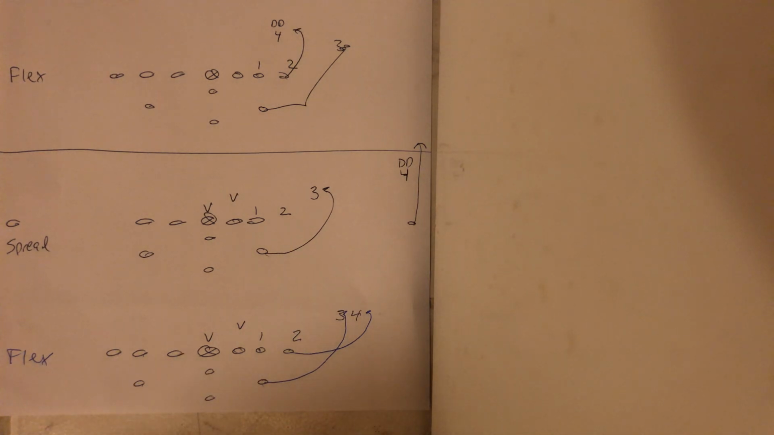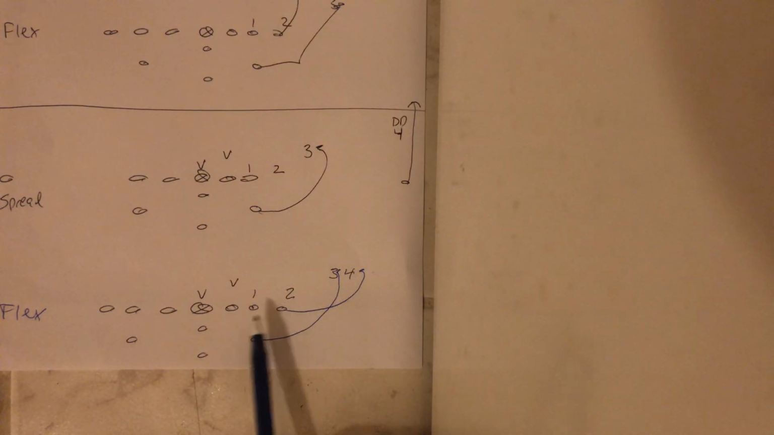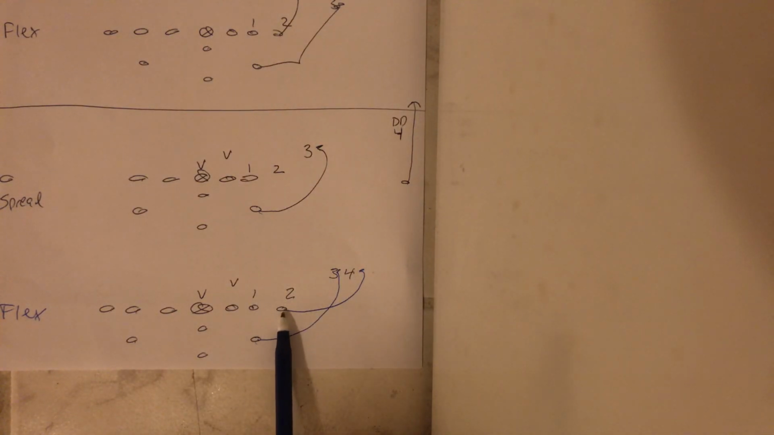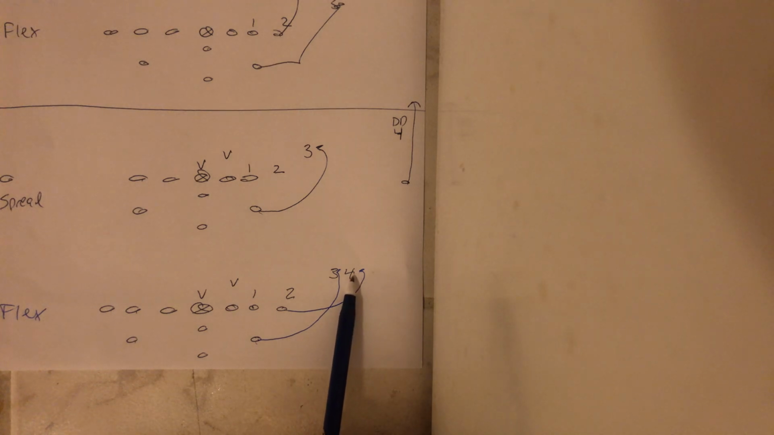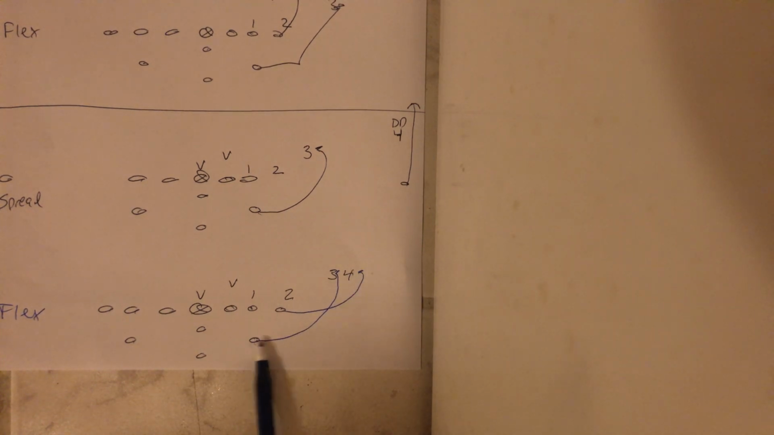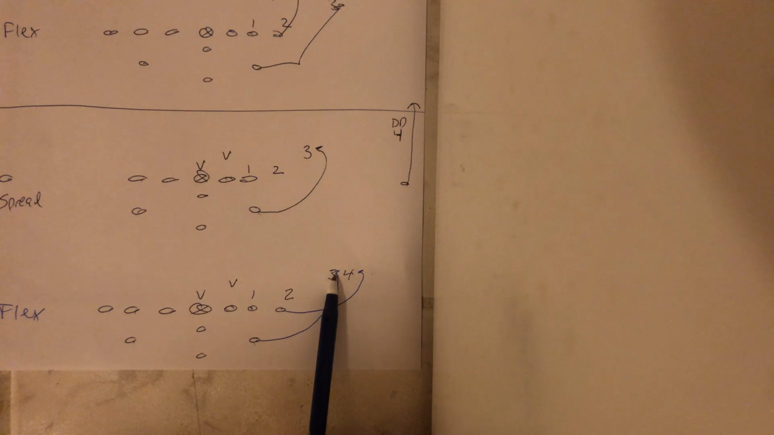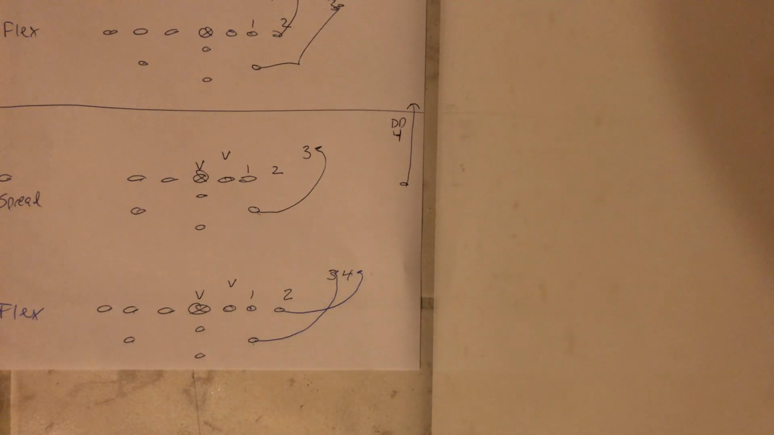Then when you go to the flex formation, you bring the receiver 3.5 feet away from the tackle. He'll take 3 flat steps, step at 45 degrees, and look to get his left knee through his crotch.